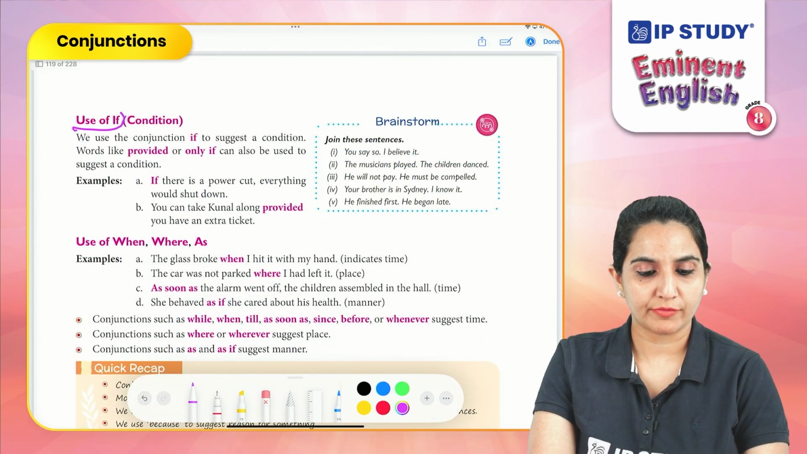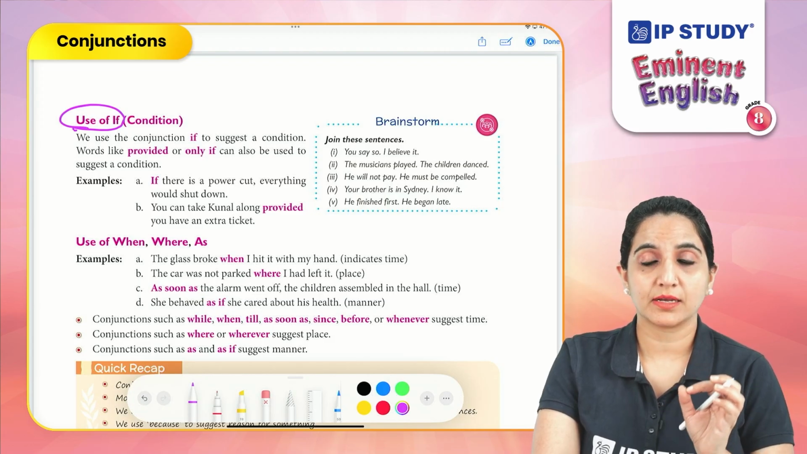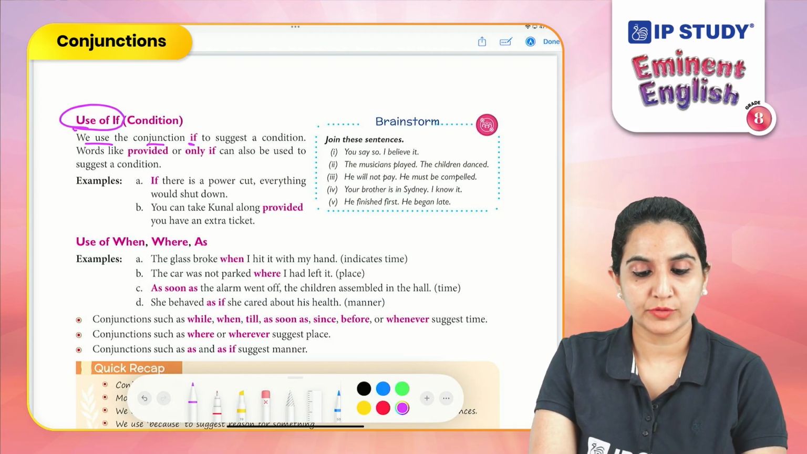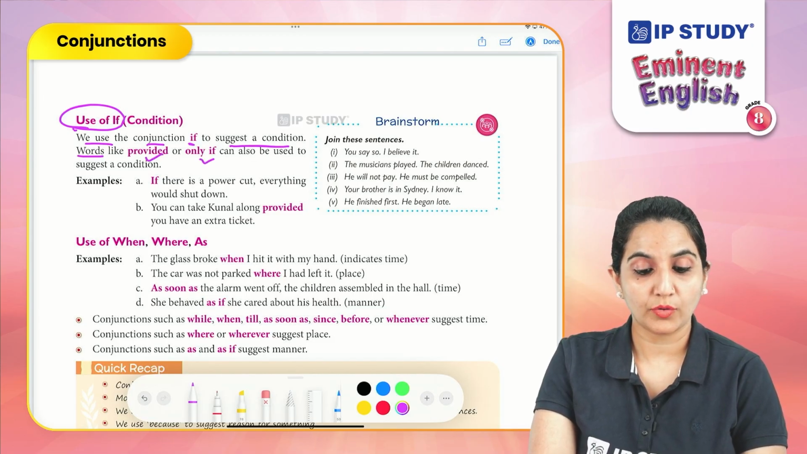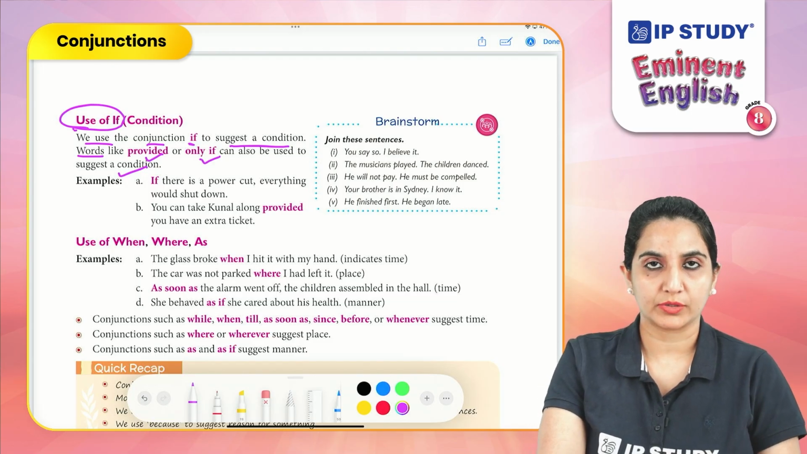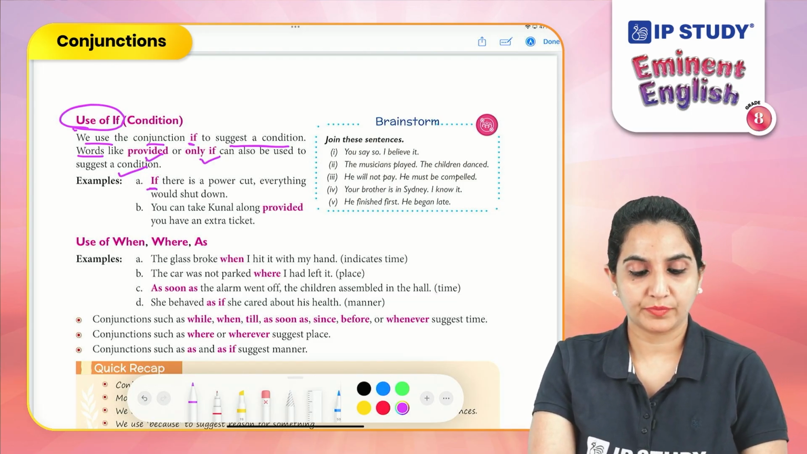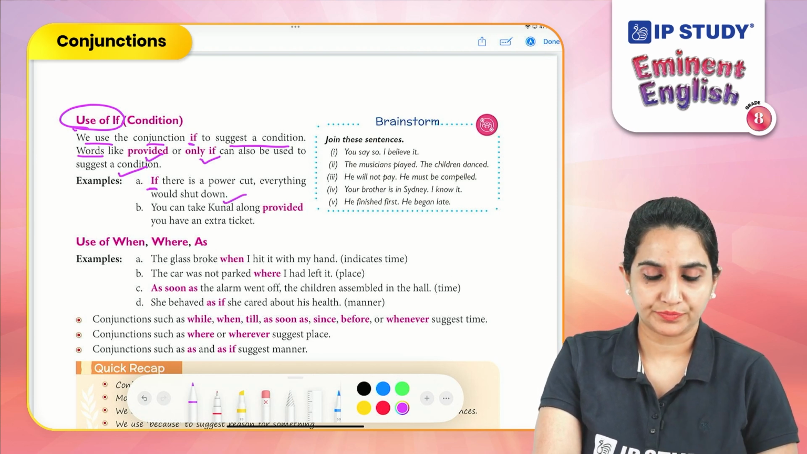Use of if. Whenever a sentence suggests a condition, we use if. We use the conjunction if to suggest a condition. Words like provided or only if can also be used to suggest a condition. If there is a power cut, everything would shut down, right? So there is a condition.